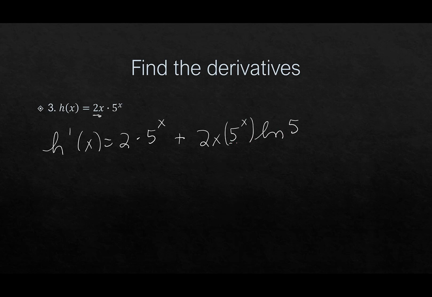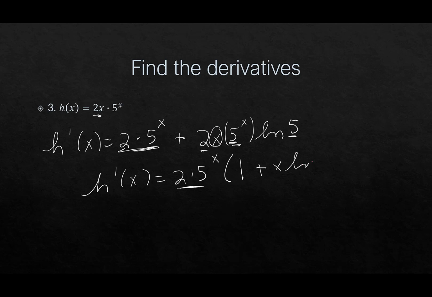So you have to remember, when the base is different than e, you have to attach the natural log of the base. You can look at it and see there are some similarities. So if you wanted to factor out a 2 and a 5 to the x from each one, you can, or you can leave it like it is. I'll show you the factored form in case you want to see it. If the 2 times 5 to the x comes out, well, 2 times 5 to the x divided by 2 times 5 to the x is 1. On the right side, I still have an x, and I still have the natural log of 5.